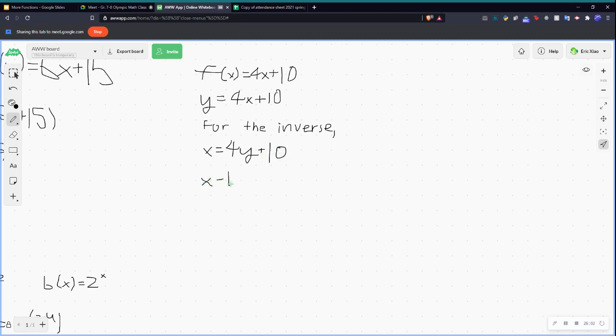And now you're just solving for y. So you can move the 10 to the left side where the x is. So you get x minus 10 is equal to 4y. And now you just divide both sides by 4. So now you get y is equal to x minus 10 over 4. If you want to write it in slope-intercept form, then you get y is equal to a quarter x minus 5 halves. So 10 over 4, you simplify it to 5 over 2. Okay, so that's the first problem.